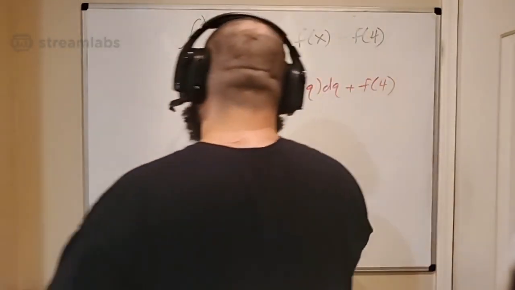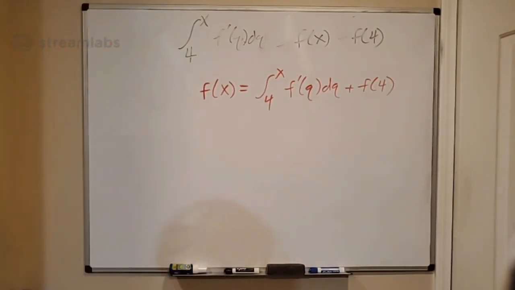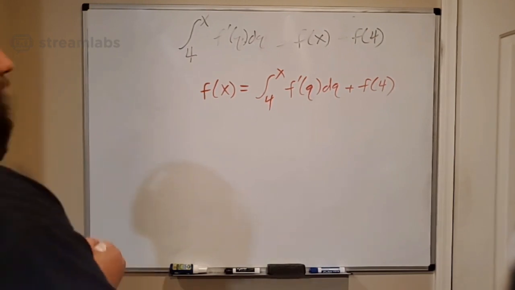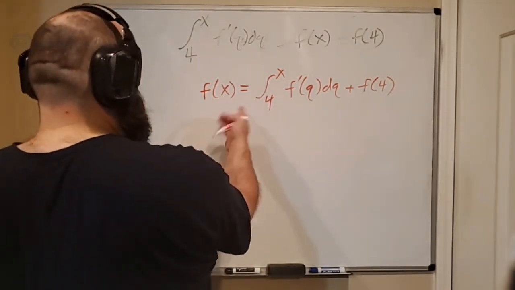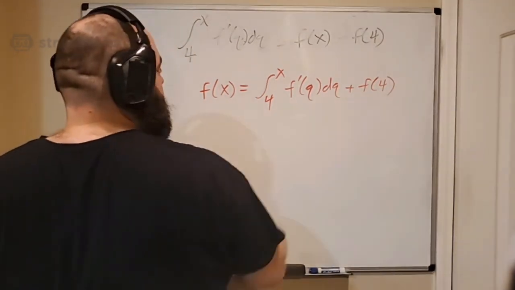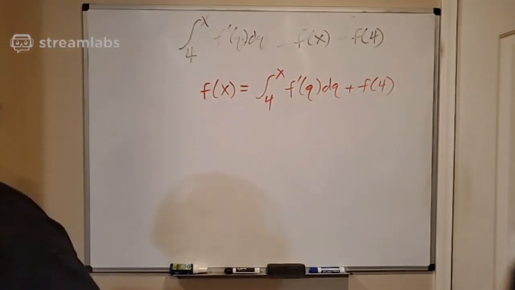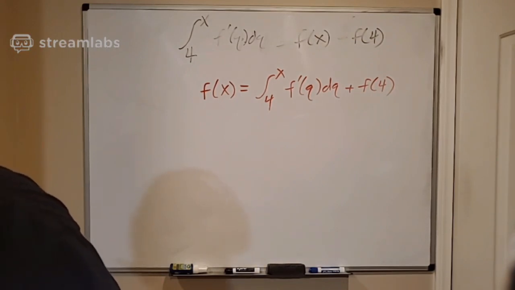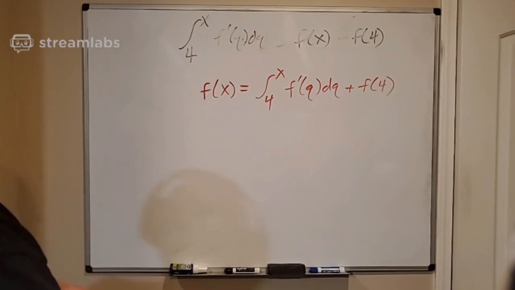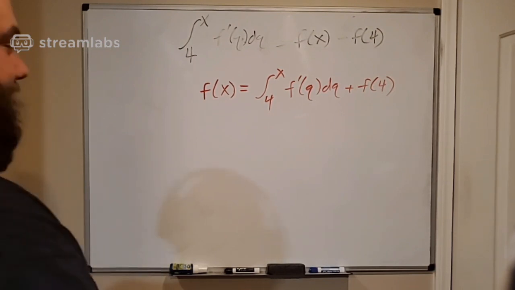Well, if I need critical values, how do I find critical values? First derivative. So I need the derivative of my function then. It means I have to take the derivative of this whole thing. What's the derivative of the left-hand side? F prime of x. Thank you.